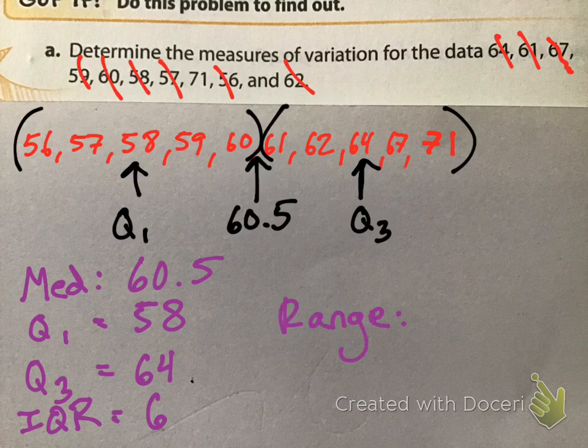And lastly, we have our range. That's going to be our biggest number, 71, minus our smallest number, 56. So the number between the two of them is 15. Once again, look at all of this information that we got from a set of data.